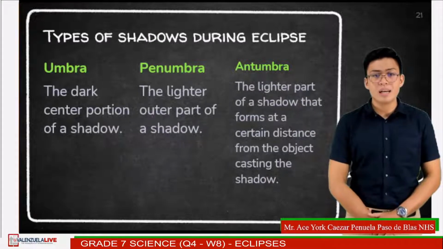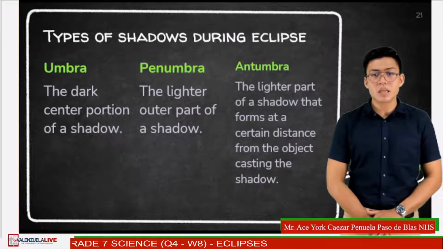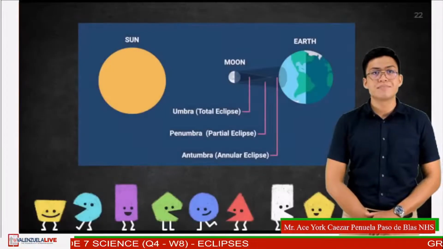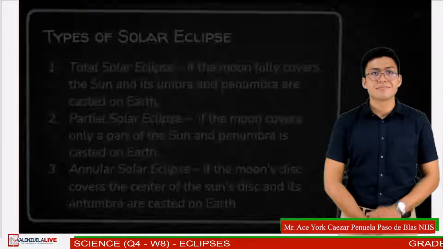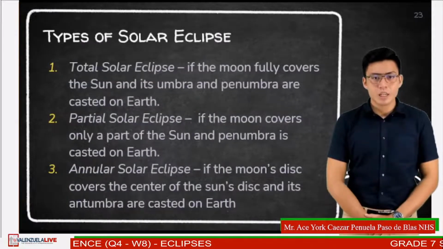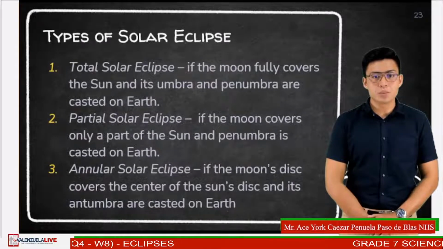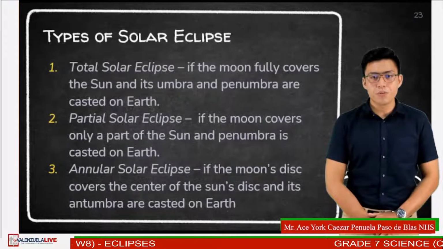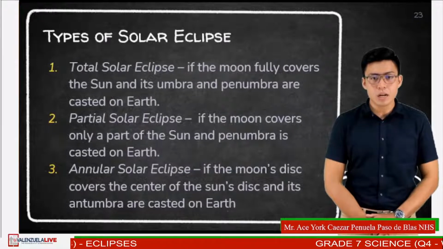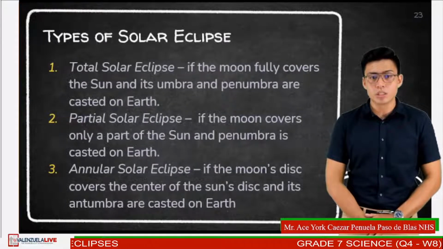Moving forward, let us talk about the three types of solar eclipse. So first one, we have total solar eclipse. If the moon fully covers the sun and its umbra and penumbra are casted on earth.